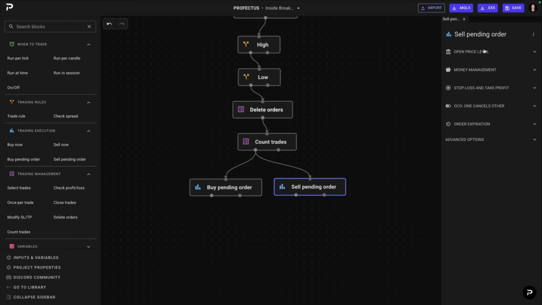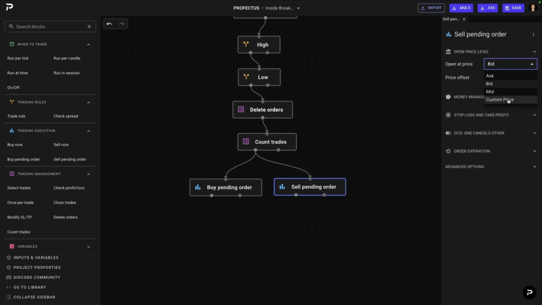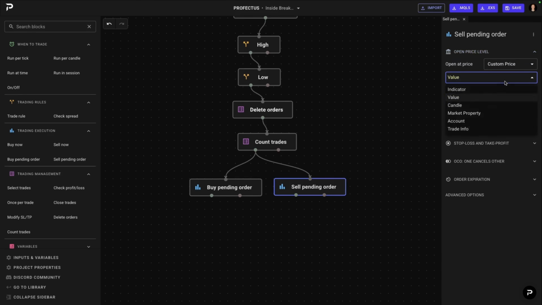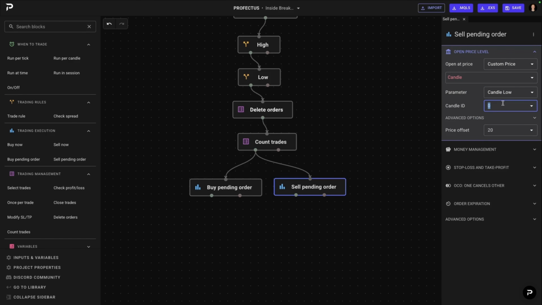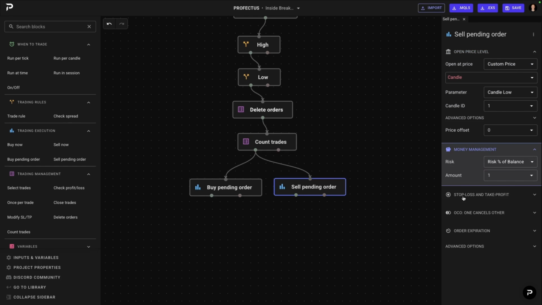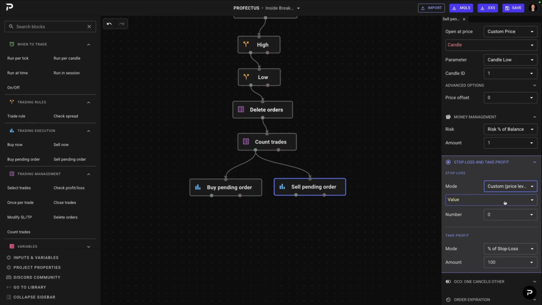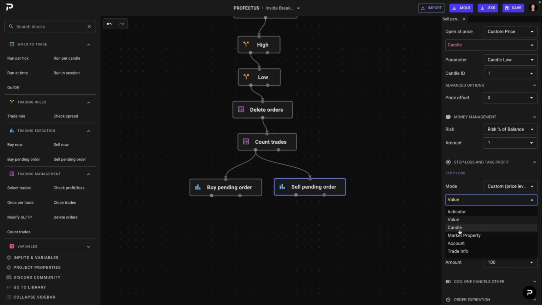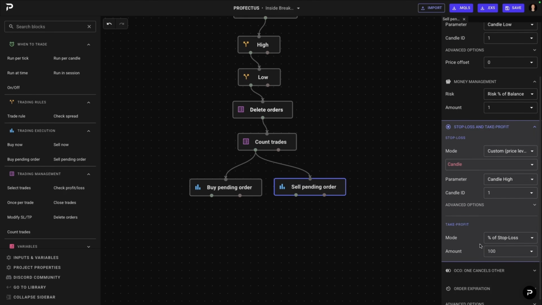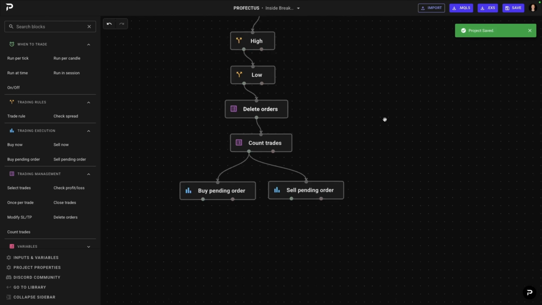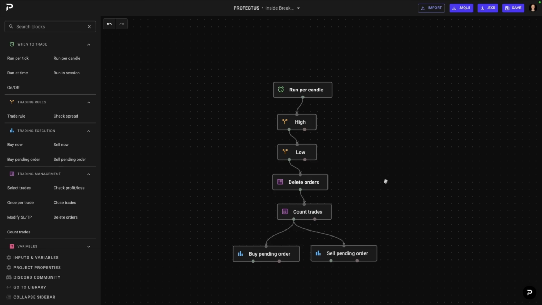For the pending, just in a reverse logic, so here you simply want to open at a custom price, candle low of candle ID number 1, price offset also 0, money management risk of balance, same as the other one, stop loss, also again custom price level, but here you want to place it on the candle high, right? So here candle high number 1, and then again 1 to 2 risk to reward. We close it, we save it, and now you have a full trading system only based on a very simple price action pattern.